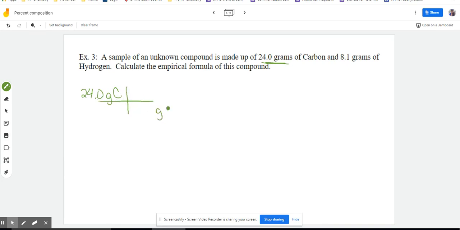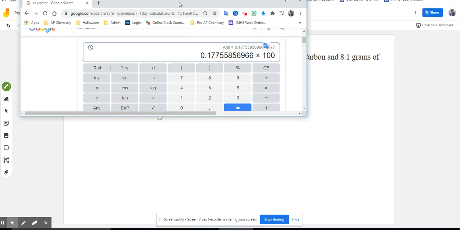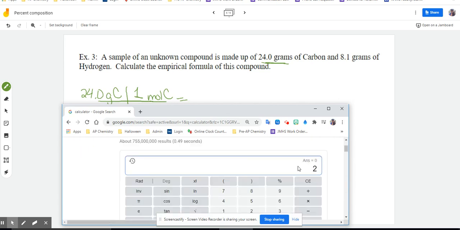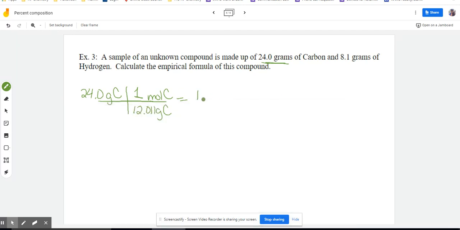So I'm going to bring grams of carbon down to the right. We're going to be converting into the mole of carbon. So that means that 1 goes on top. The molar mass of carbon goes on the bottom, so 12.011. We're going to type that into our calculator: 24.0 times 1, push enter, and divide it by the molar mass, 12.011. We're going to get 1.998. So we'll go ahead and write that as it is.